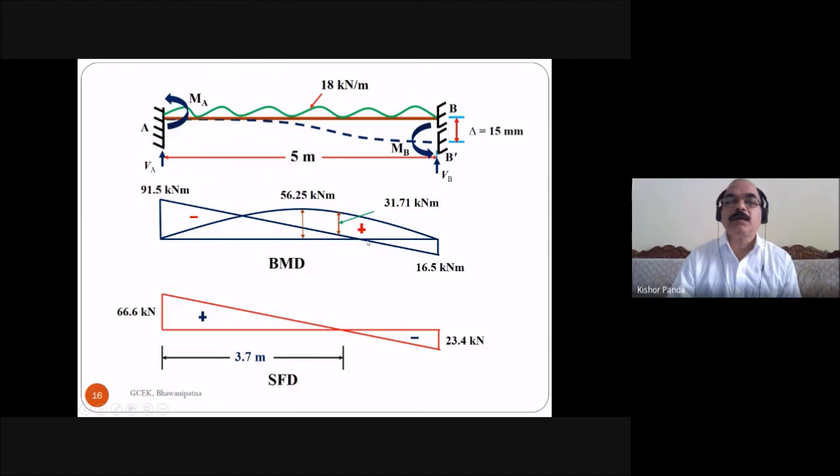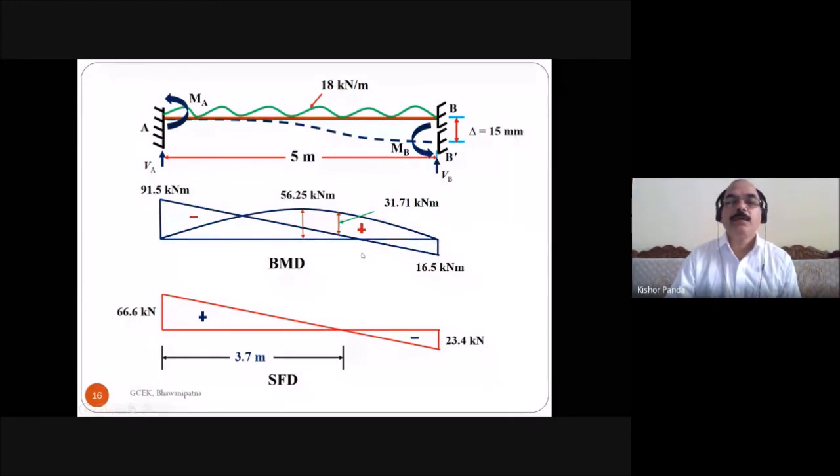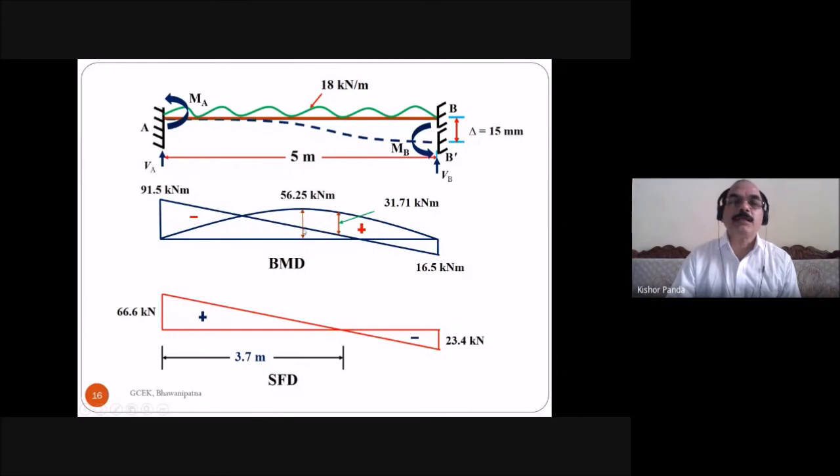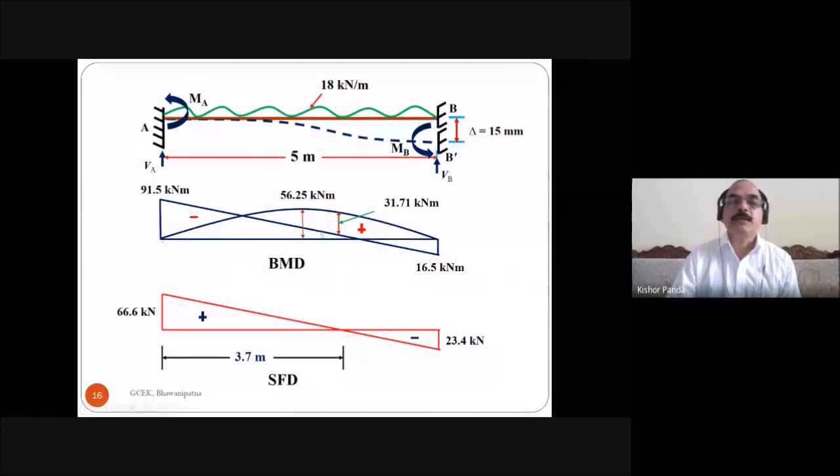This portion you can find out, because here you see this is one triangle, this is another triangle. If this side you take x, this side is your l minus x. So x by 91.5 is equal to 5 minus x by 16.5. Then you will get the distance x, the length of this x. After getting this length, you have to take two triangles here, because this is one triangle and this is another triangle. Then you can find out this ordinate, by taking these two similar triangles.